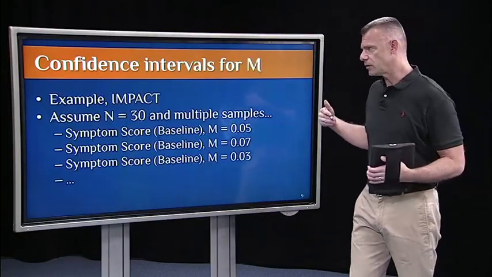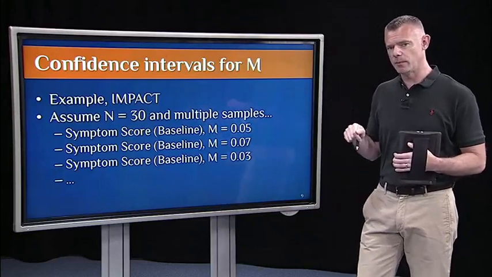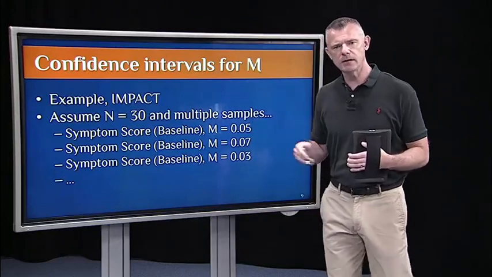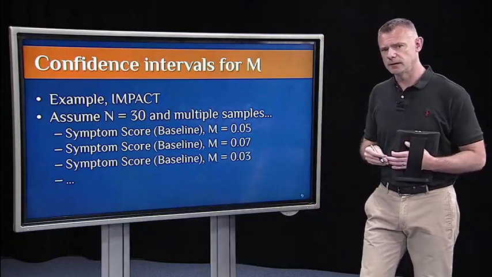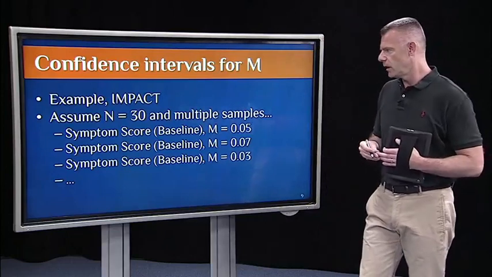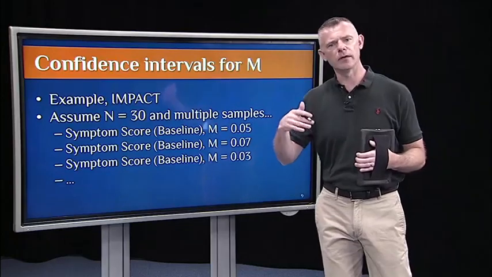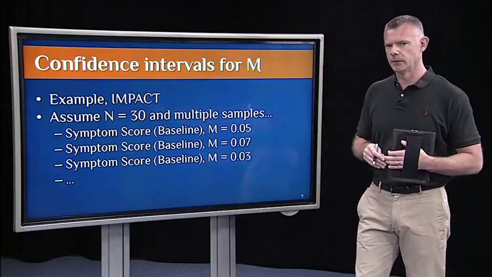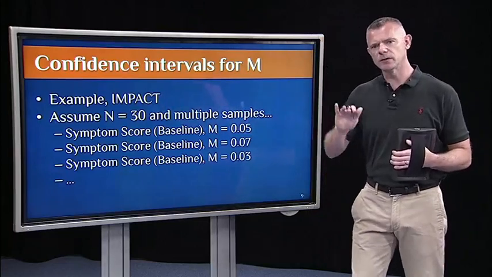So let's get back to the specific topic of confidence intervals for a sample mean. And again, I'm going to use the example of the impact data. We've used these a few times, so I thought I would use this again to illustrate confidence intervals. Let's assume we took just random samples of only 30 athletes from those impact data. Remember, we had more than that, but let's assume we just took random samples of 30.